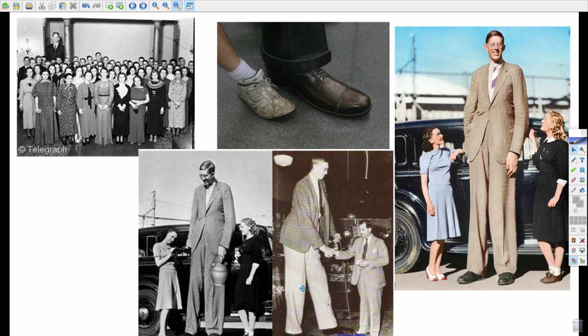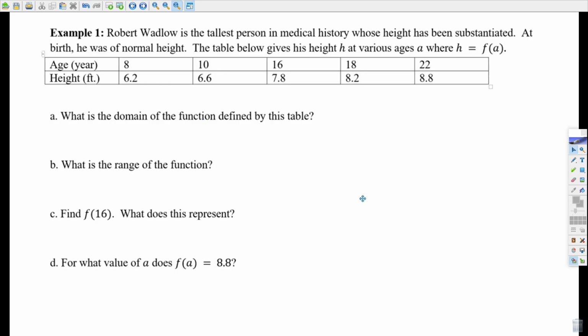So in class we talked about this particular man. I don't know if you've ever seen this guy, but he at one point was known to be the tallest man in the world. I don't know if he still holds the record or not, but he was pretty darn tall. So we're going to do a problem based on this guy. As you can see, pretty tall compared to these ladies here. His name was Robert Wadlow.